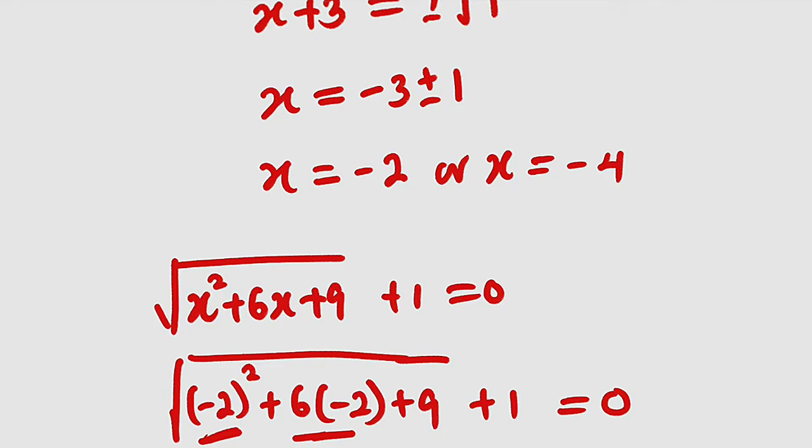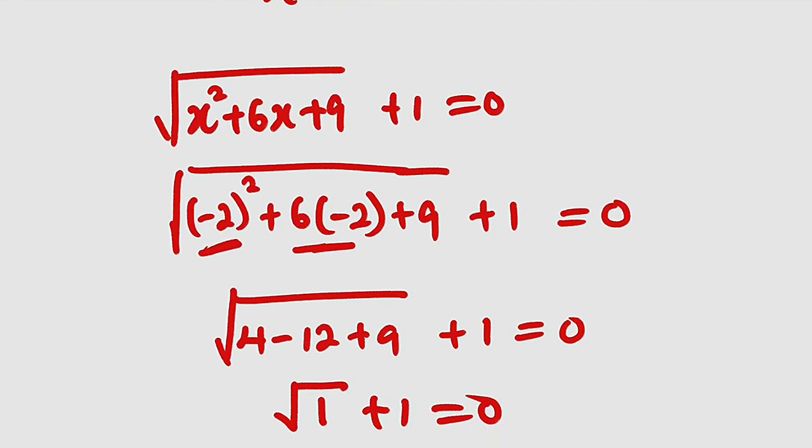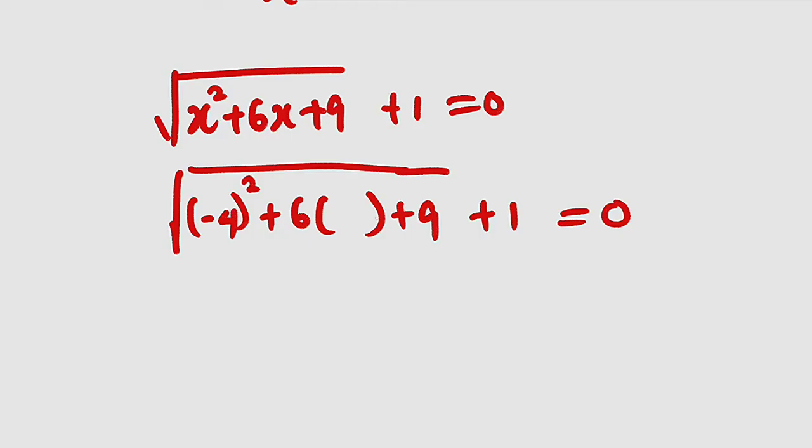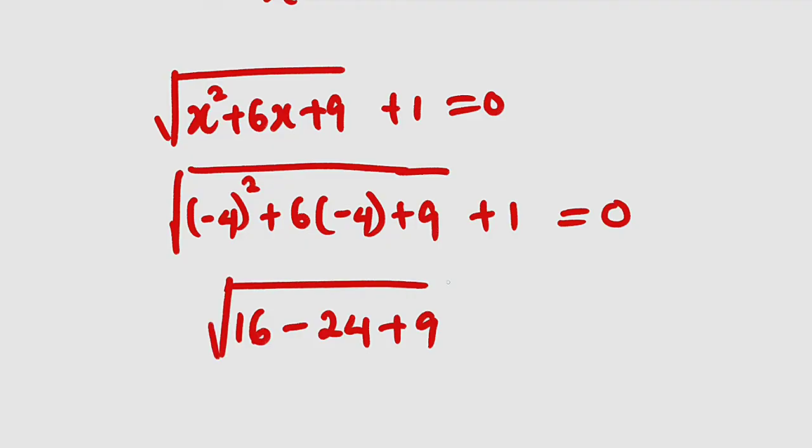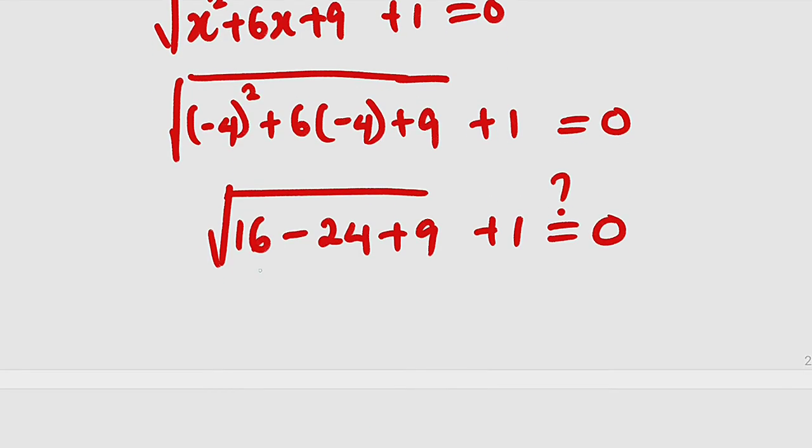Now let us test for negative 4. So we have negative 4 in place of negative 2. We are going to test again. This is 16 minus, this is 24, then plus 9 under the square root, then plus 1. Is this the same thing as 0? 16 minus 24 is negative 8, and negative 8 plus 9 is 1. The square root of 1 is 1. Plus 1 is 2, and 2 is not equal to 0.